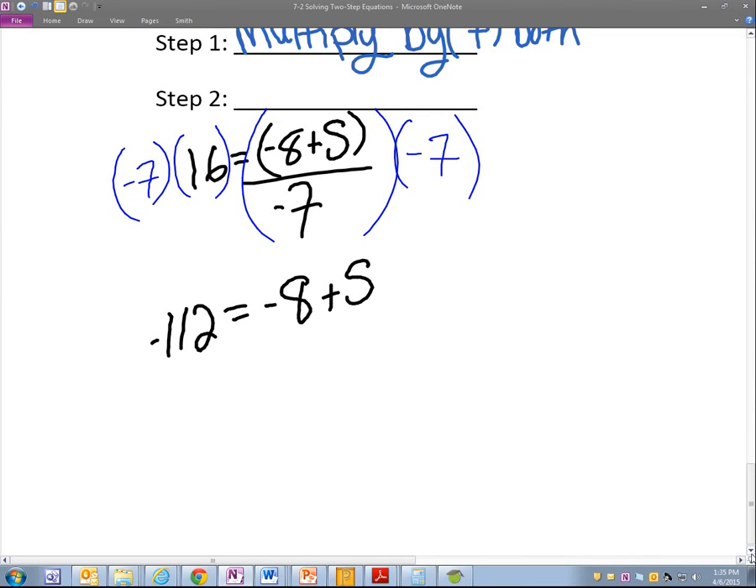Because Vanessa knows you can do this. Have that also be represented like this. It's S minus negative 8. Okay, S minus negative 8. And I could just make that into S plus 8. And how do we get rid of 8 then? Subtract 8.